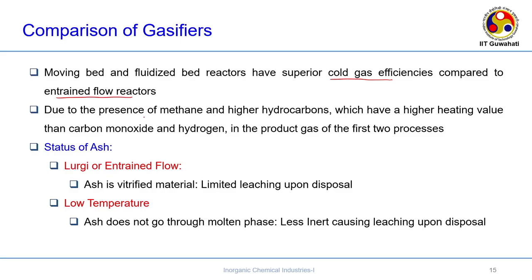As I have already discussed, syngas is one of the base chemicals. So, that is what I have written. Due to the presence of methane and higher hydrocarbons, which have a higher heating value, the syngas product is obviously lesser as compared to the first two processes.